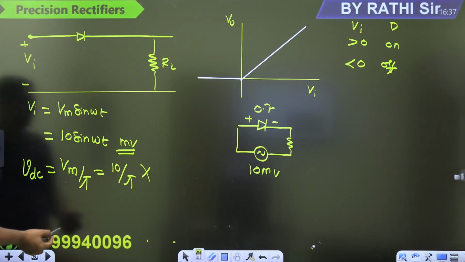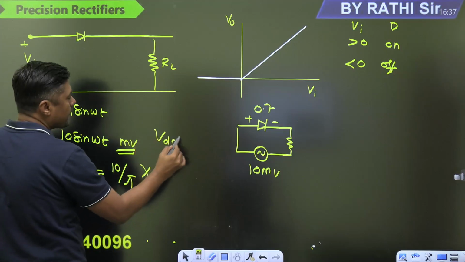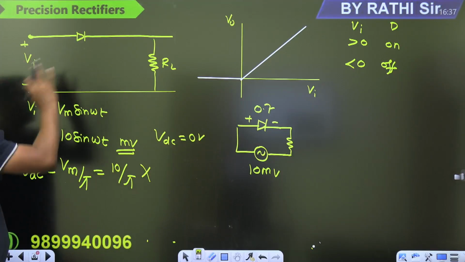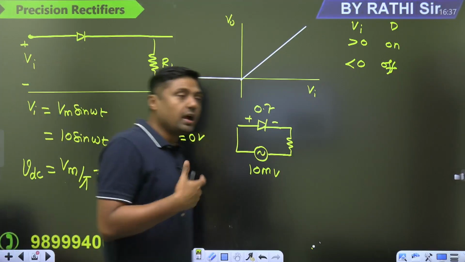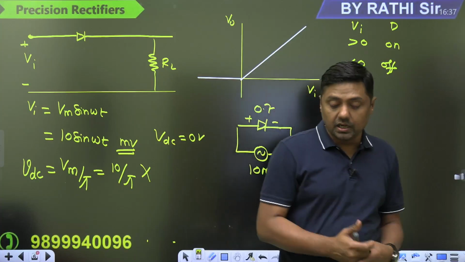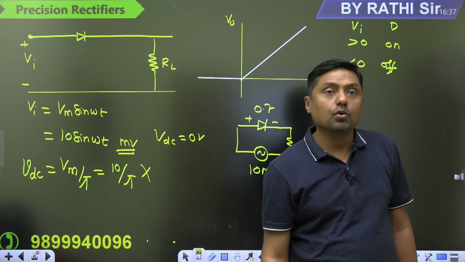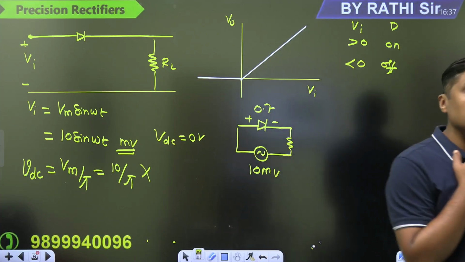So what is the DC value? 0. Why? Because it is in the range of millivolt. The diode will never conduct. And what do we have to consider? Practical diode. In that case, we have to consider the practical diode. Okay, we will discuss.